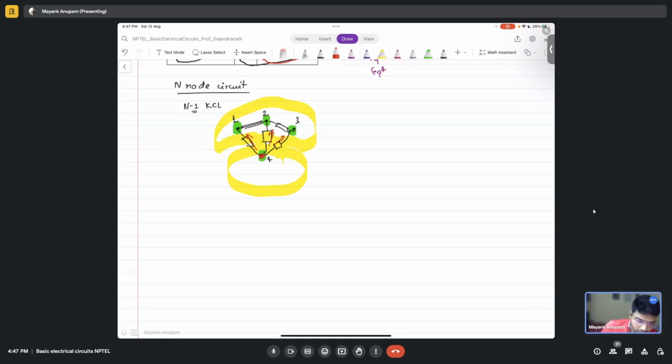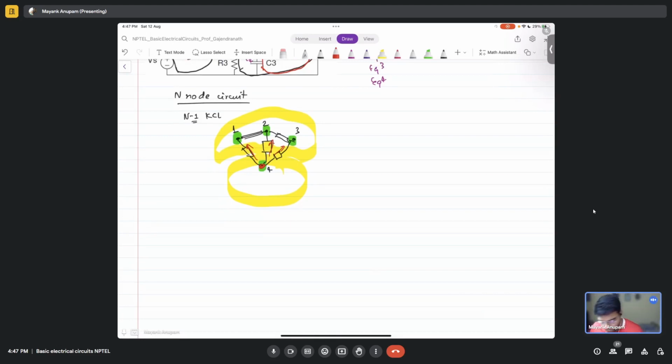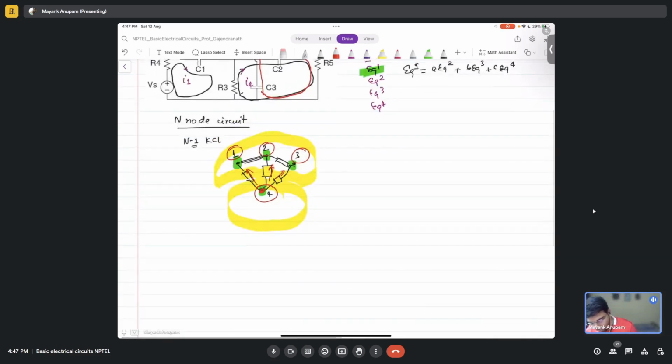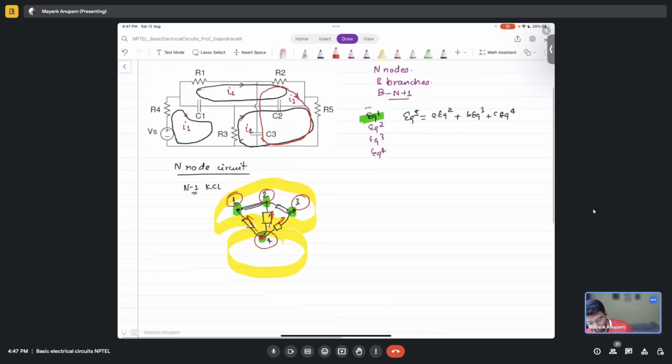Even if you write all 4 KCL equations here, you will realize that if you add the KCL equations of nodes 1, 2 and 3, you will arrive at the KCL for the 4th node. That is what is meant by independence. Only the 3 KCL equations are independent. The 4th one is a linear combination of all the 3.